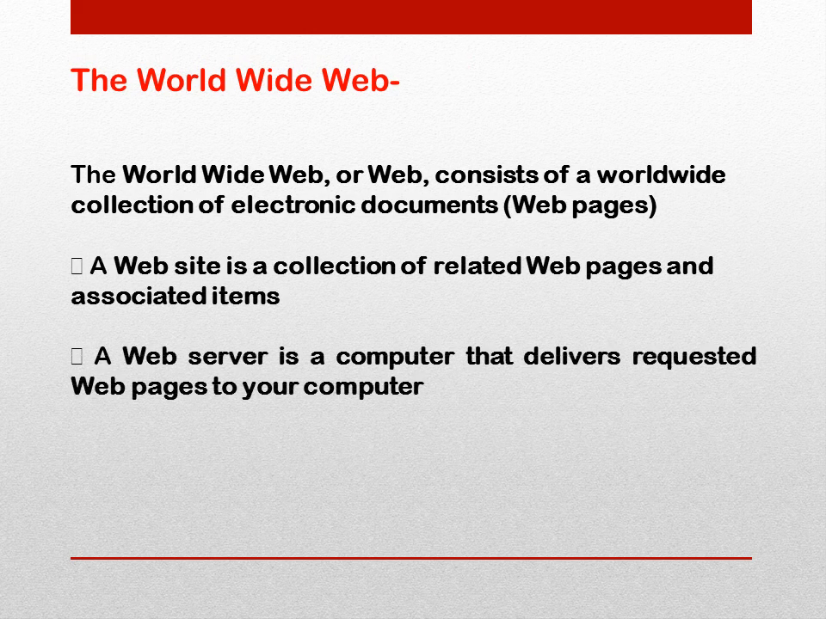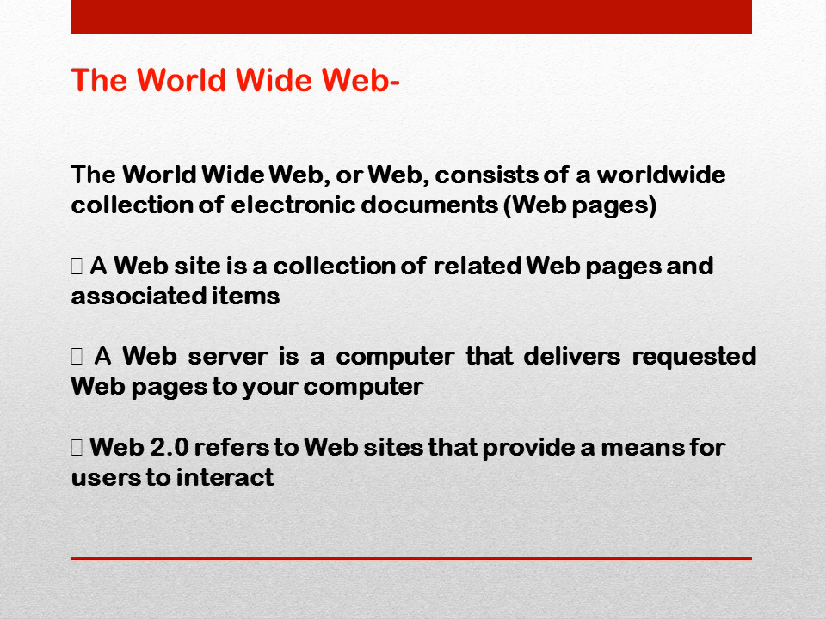So what is a website? You might have seen different websites, like government websites, university websites, the income tax website. Different websites have different ways of representation. A website is a collection of related web pages and associated items. If you see any university website, it lists different courses, then faculty, NSS, NCC, and the functions going on. So there are different web pages under the website. A web server is a computer that delivers requested web pages to a computer. Web 2.0 refers to websites that provide a means for users to interact.